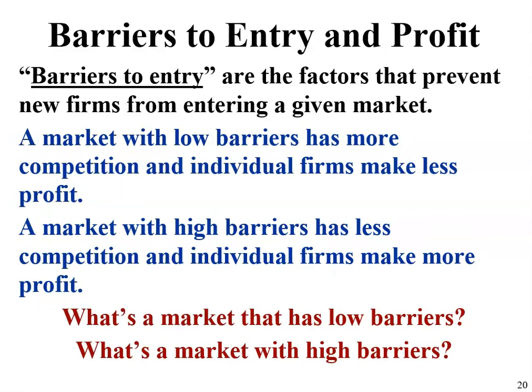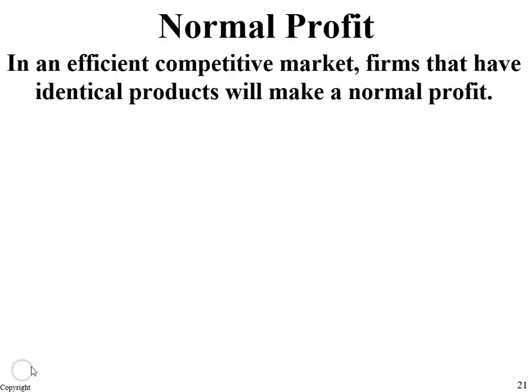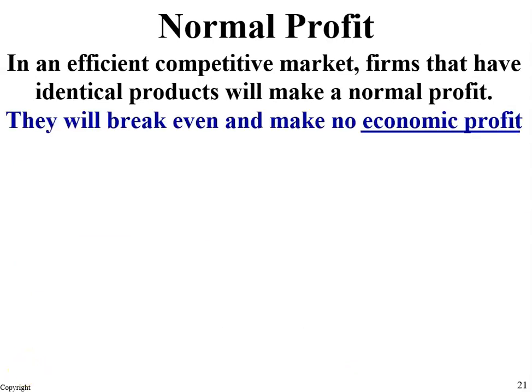Barriers to entry are factors that prevent new firms from entering a market. If a market has low barriers, then they have more competition. If they have high barriers, then they have less competition. In an efficient competitive market, firms that have identical products will make what we call a normal profit. They will break even and make no economic profit.